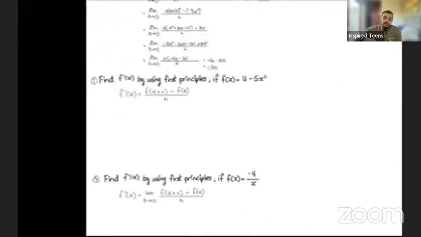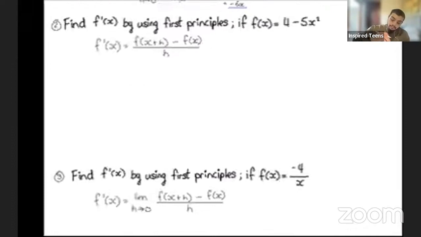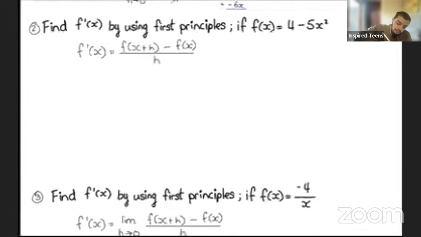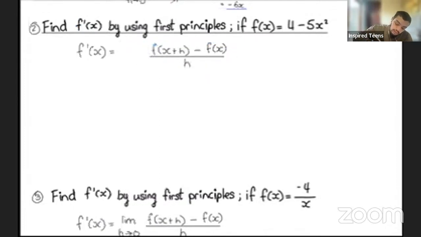Okay, so let's look at the next example using first principles. Find f prime x by using first principles if f of x is equal to 4 minus 5x squared. So here's our formula written for us. We can now just, this is the incorrect formula. Limit as h approaches 0. Okay, let's copy it over to the next line.